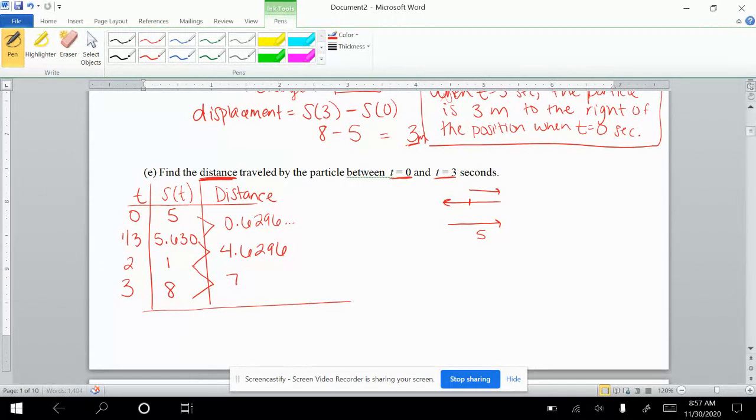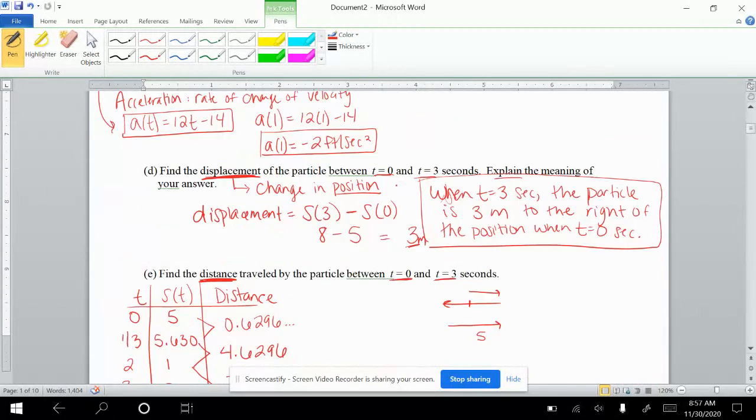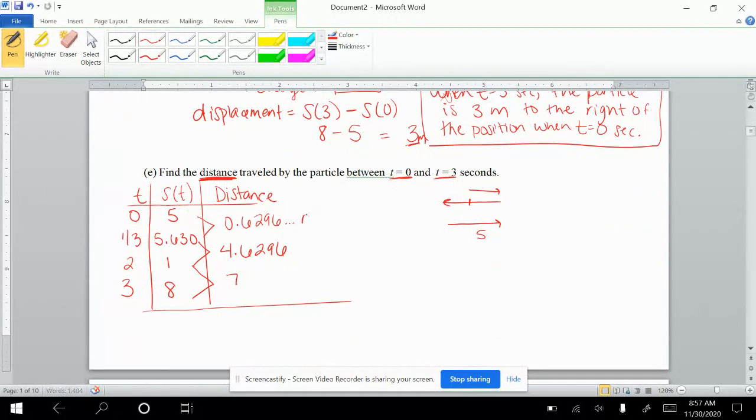We could figure out if it was moving left or right in either of these directions if we go back to this sign chart right here. You could think about where your values are. So for 0 to 1/3, you know it's moving right. From 1/3 to 2, you know it's moving left, etc., etc. It doesn't ask us to tell you that, but I just wanted to make sure you knew kind of what was happening with that. Okay, so this is the distance traveled in each of these increments.